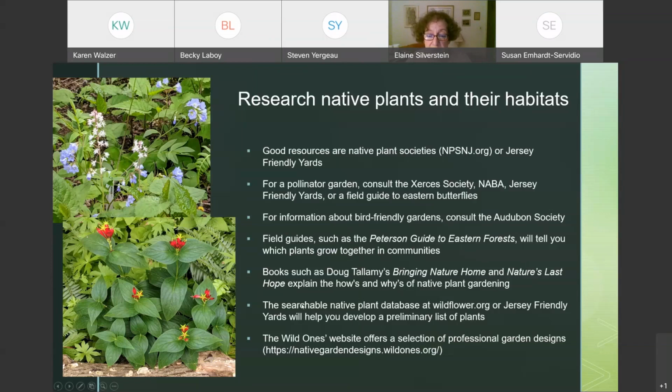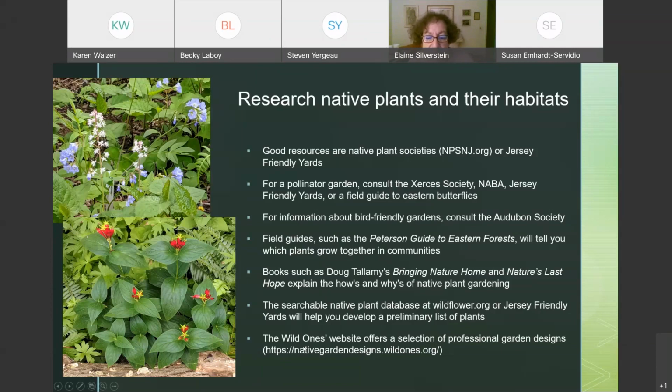There are two excellent searchable databases for selecting native plants. One is, again, wildflower.org, and the other is on Jersey Friendly Yards. I used this just today, just to play with it. I had never used the one on Jersey Friendly Yards before. I was looking for shrubs for a dry site in the Piedmont region, which is where I live, for a very well-drained site, and for shade or part shade. And I immediately came up with 21 shrubs. So it's a really good place to start.